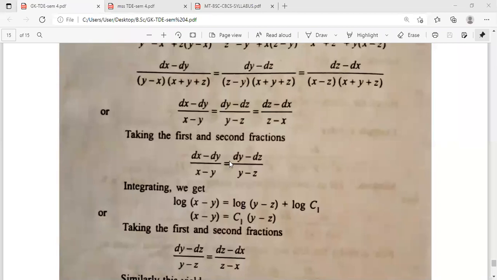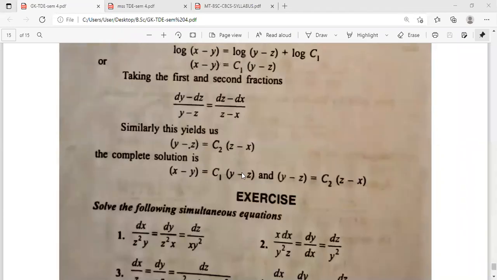You take another set. Here you take the second and third, dy minus dz by y minus z and dz minus dx by z minus x. Now if you simplify, if you take y minus z equal to t, the numerator becomes dy minus dz, that equals dt. dt by t is again log t. The same pattern as the previous case we are getting here.